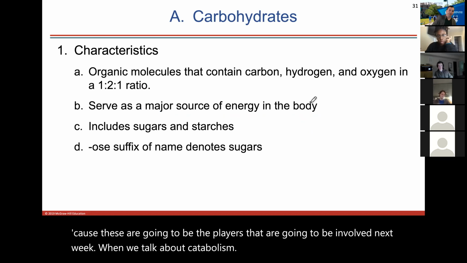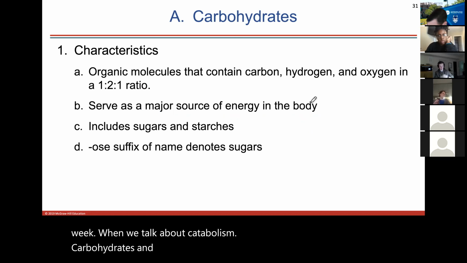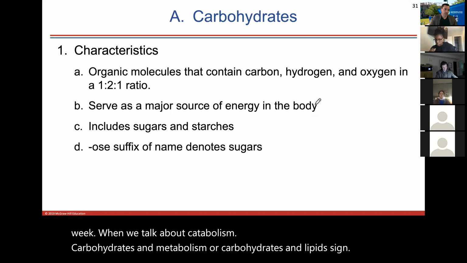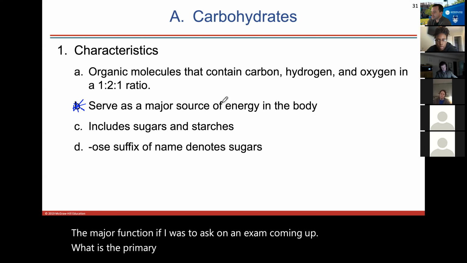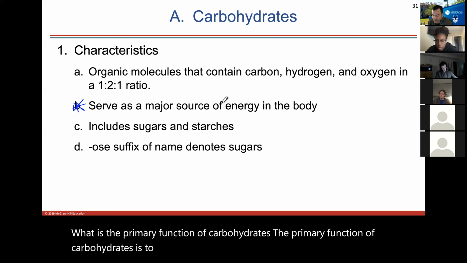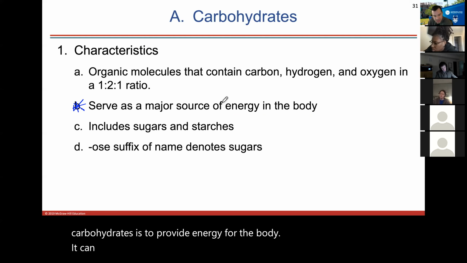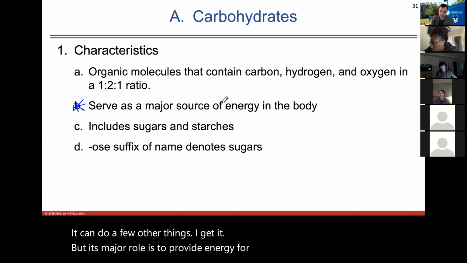Carbohydrates and metabolism, or carbohydrates and lipids, sorry. If I was to ask on an exam coming up, what is the primary function of carbohydrates? The primary function of carbohydrates is to provide energy for the body. It can do a few other things, I get it, but its major role is to provide energy for the cells, energy for the body.